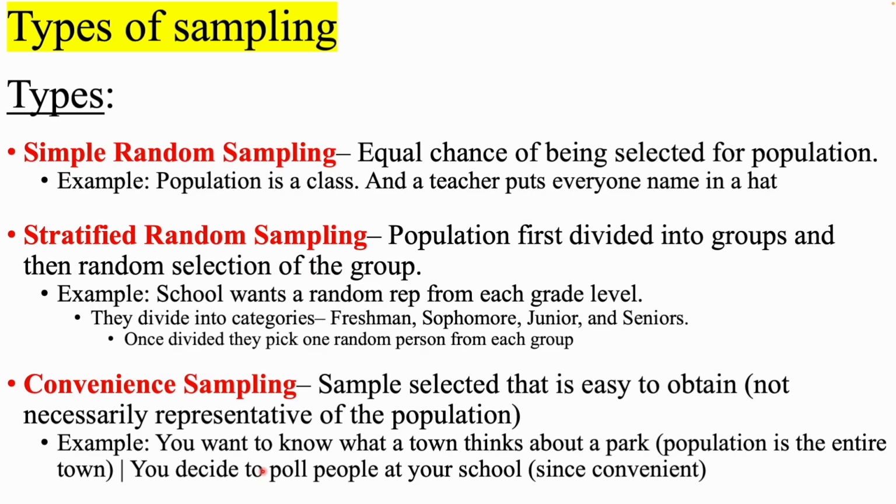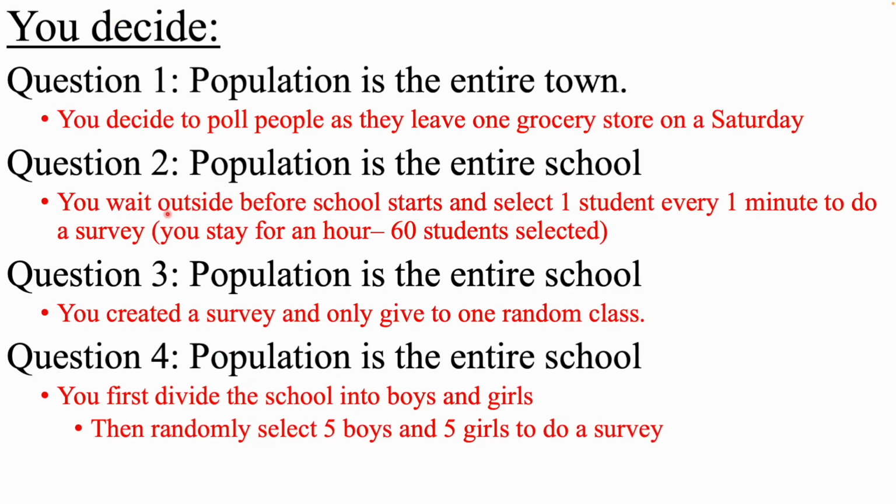Now, people at your school, they're kids. They want to play at a park. So they may be overwhelmingly in favor of having a park. Unlike maybe older individuals without children, they may not want a park. Maybe they want something else. So now you decide. There are four problems.